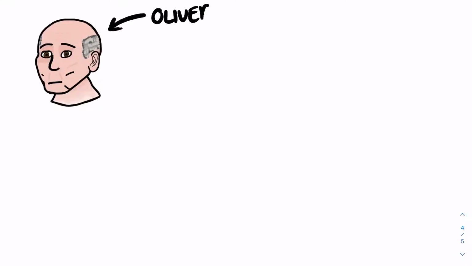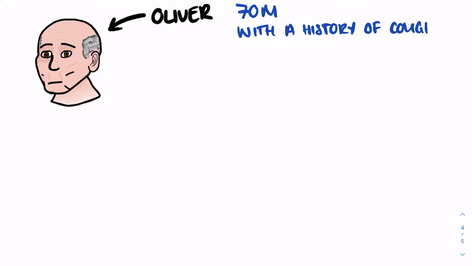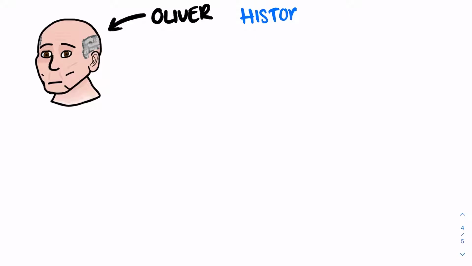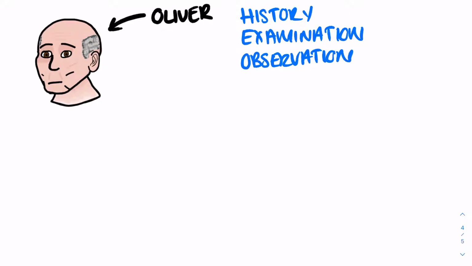This is Oliver. He's a 7-year-old male and he has a history of cough and fever. For a 7-year-old, he is well, he has no past medical history and takes no medications. Oliver comes into hospital. You take a history, you do an examination, and you do some observations.